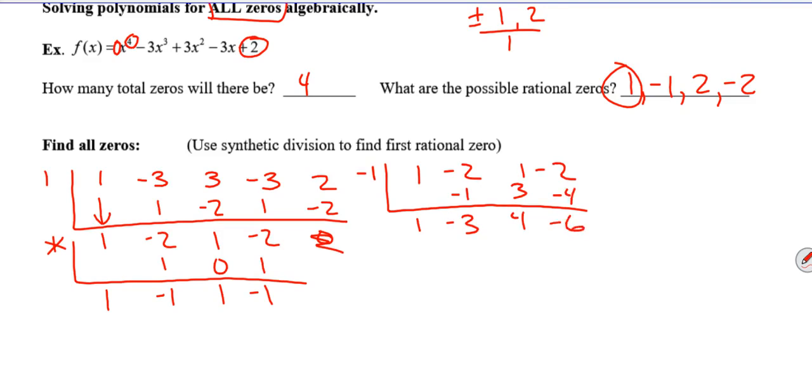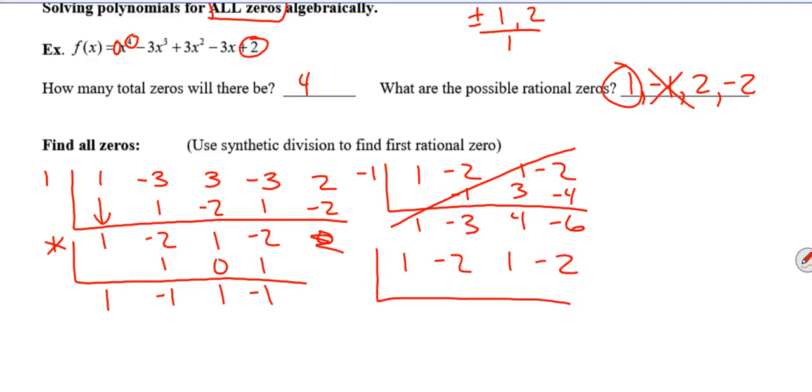Nope, doesn't work. So I can mark that off because it's not a 0. All right? So this is not helpful at all. We'll come down here and rewrite it. And let's check our next number, which in this case I'll try 2. 1, so that's 2, that's 0.